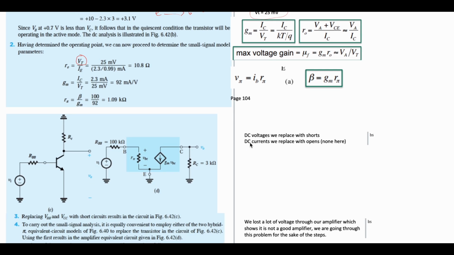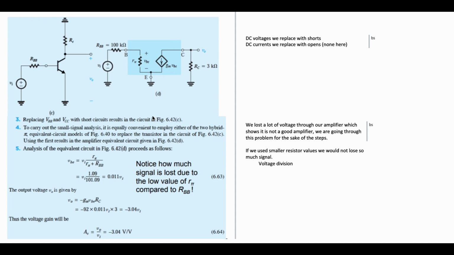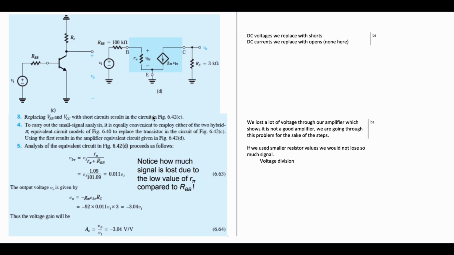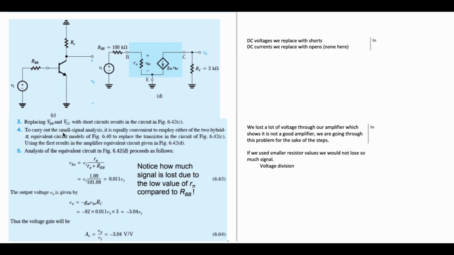So we keep going down. We have another note about the DC voltages and currents as shorts and opens. And then we're going to rewrite our circuit. So replacing our VBB and VCC with short circuits results in the circuit that we have here. So again, our VBB and our VCC are going to be short circuits. To carry out the small signal analysis, it is convenient to employ either of the two hybrid pi equivalent circuit models, to replace the transistor in our circuit, using the results in the amplifier equivalent circuit given in figure 6.42d.